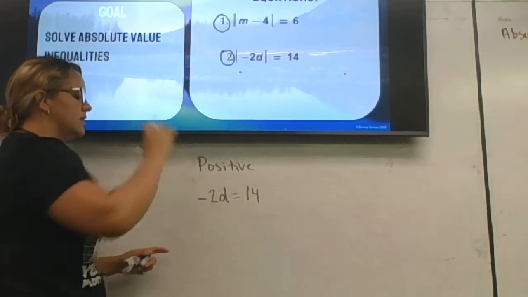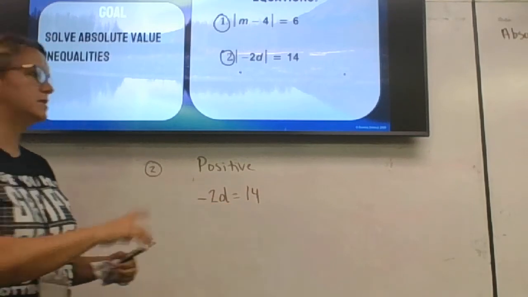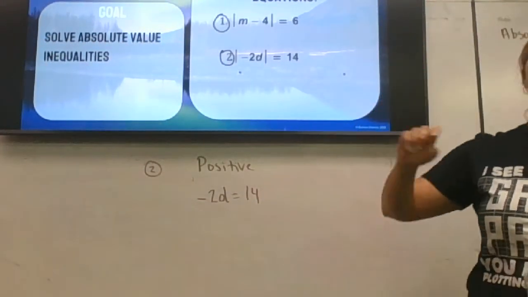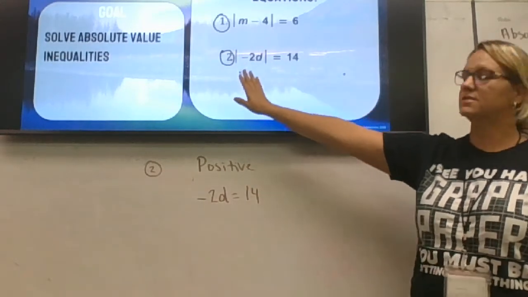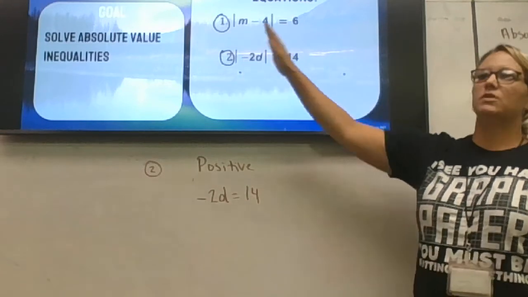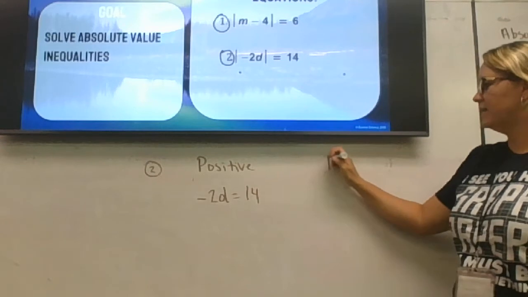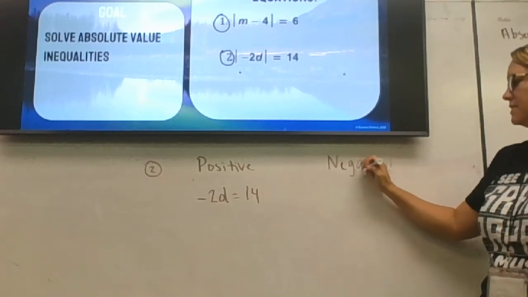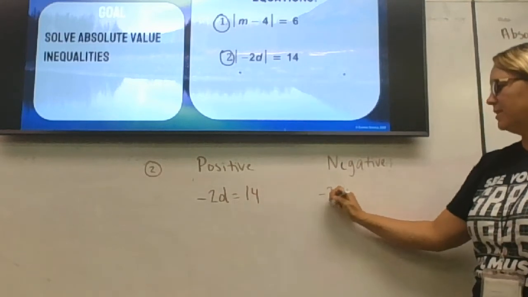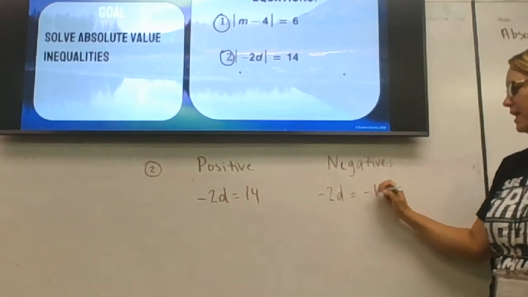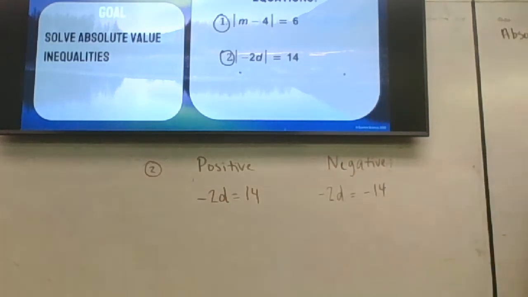So I took the bars out, and I can just solve this equation like it looks. But the problem is, what we forget is that what's in here could possibly equal negative 14, and then the bars made it look positive. So my other possibility is the negative possibility that we can't see. We have to think backwards to figure it out. The negative possibility is that maybe negative 2 times d was a negative 14, and the bars turned it positive.